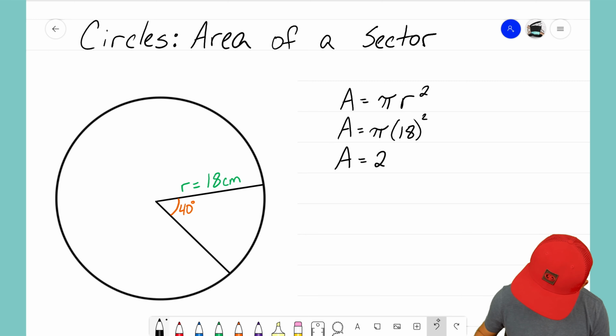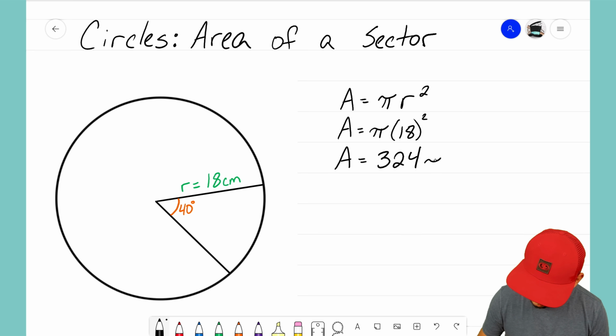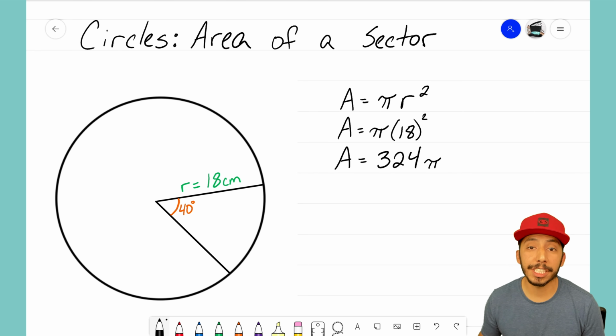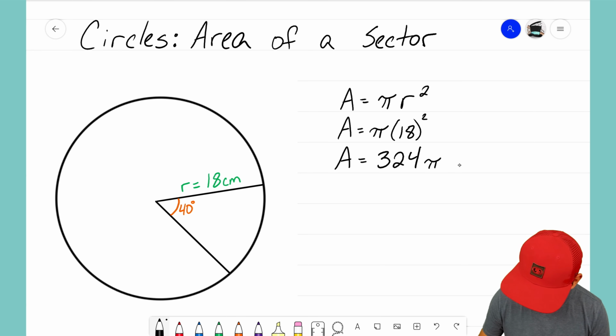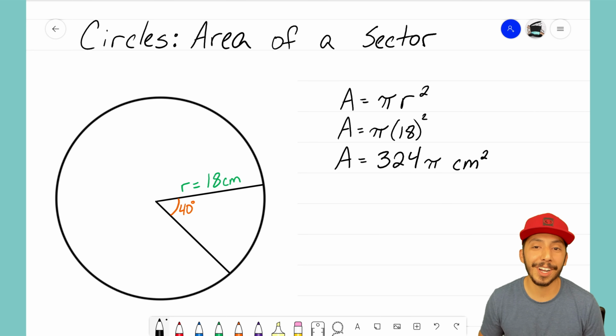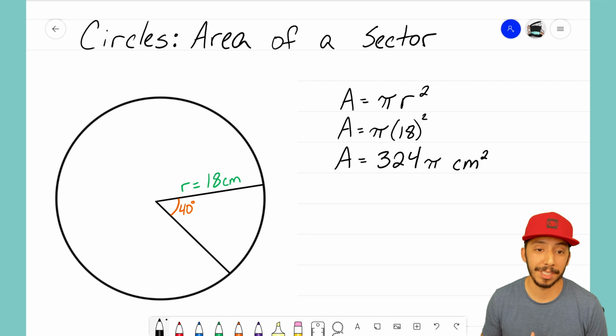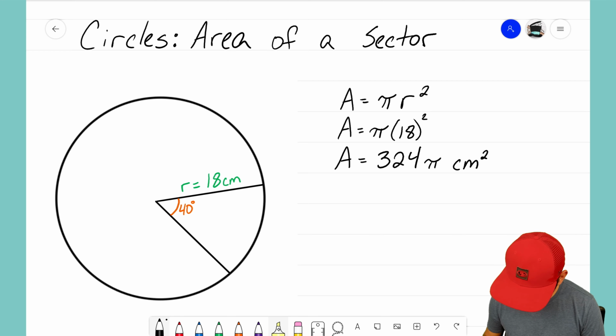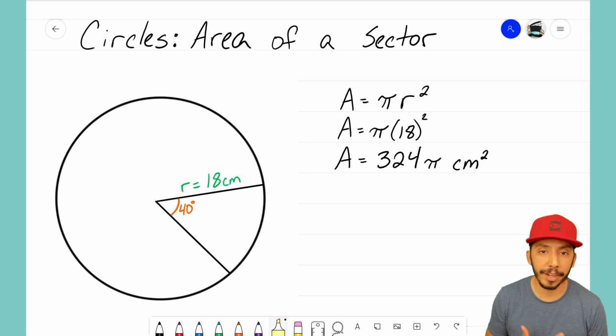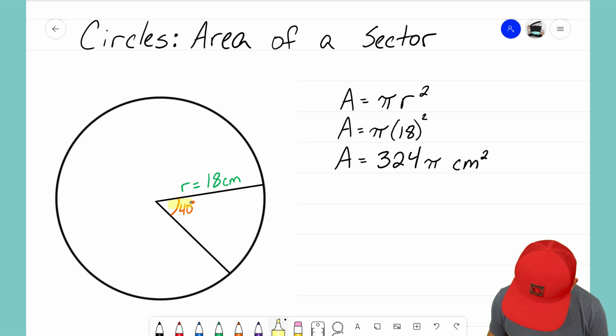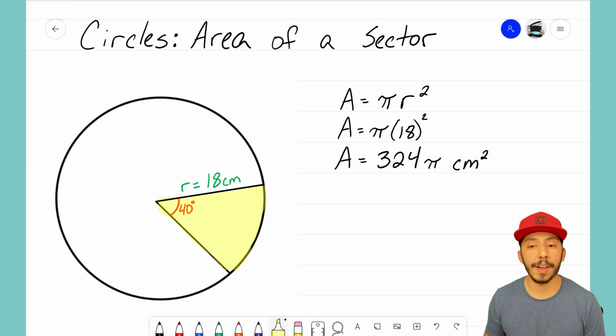So I know I can write here 324, don't forget the pi, and we have inches squared. Not inches squared, centimeters squared. Look at that, so quickly I forgot. So that's the area of the entire circle. Okay, but again, we're not interested in the entire area of the circle. Instead, I just want to focus on this little area of this sector. That part highlighted in yellow, that's the part I want to find.